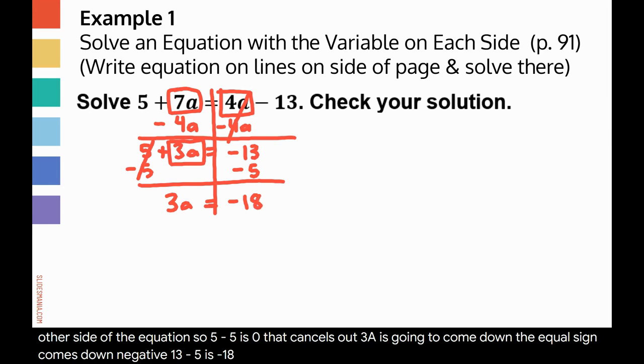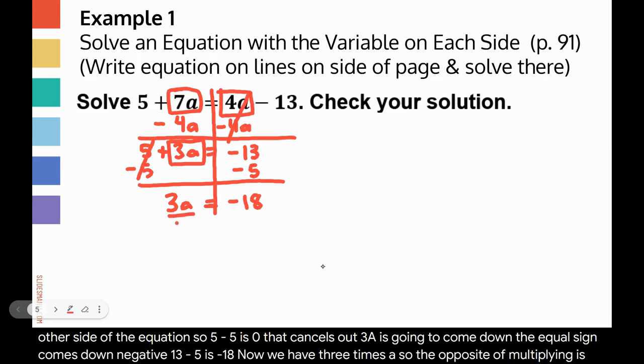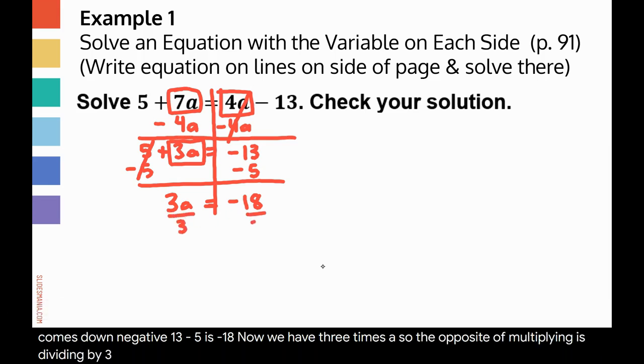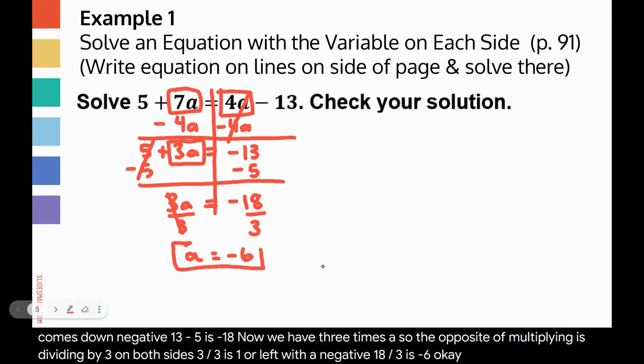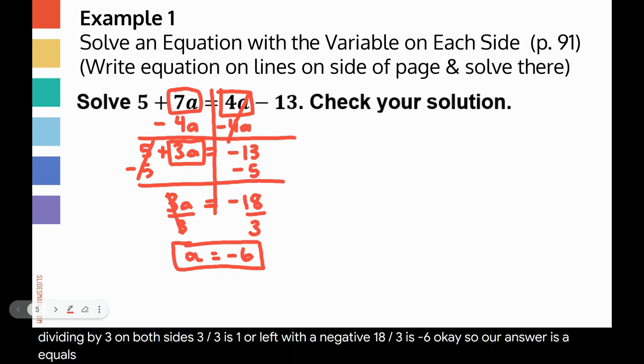Okay, our last step now, we have 3 times a. So the opposite of multiplying is dividing by 3 on both sides. 3 divided by 3 is 1. We're left with a. Negative 18 divided by 3 is negative 6. Okay, so our answer is a equals negative 6.